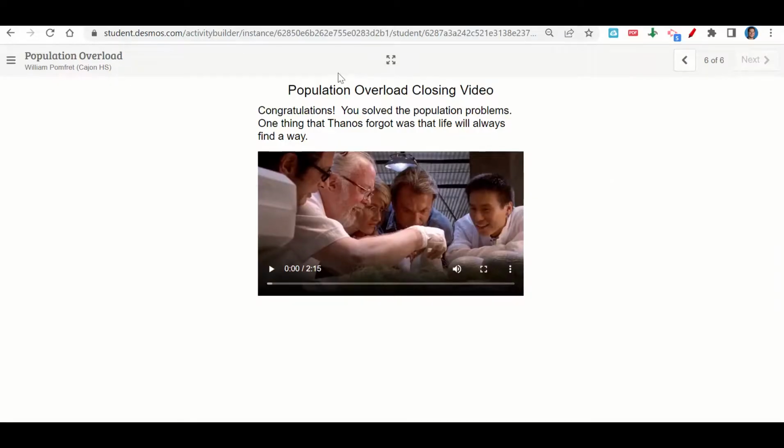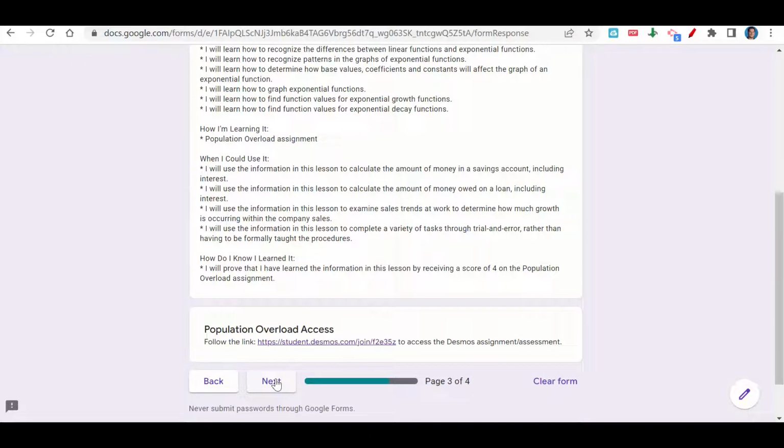Once you've completed this assignment, you'll go back to your Google form and click Next. This will take you to your Before You Go. Go ahead and fill out your Before You Go and then submit your work on Google Classroom.